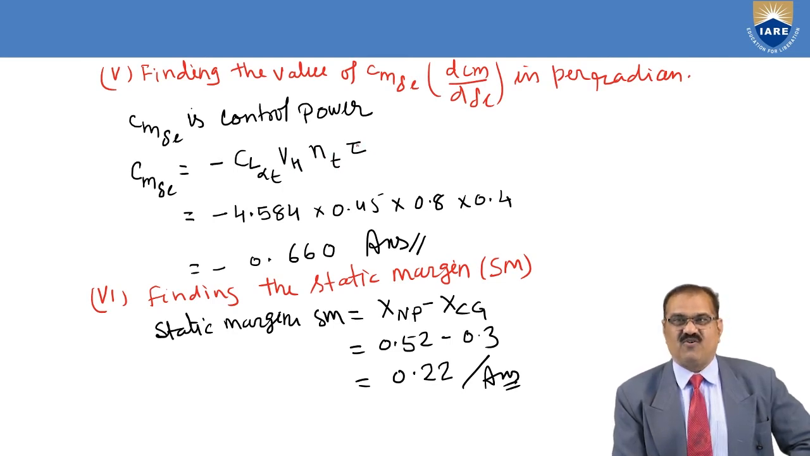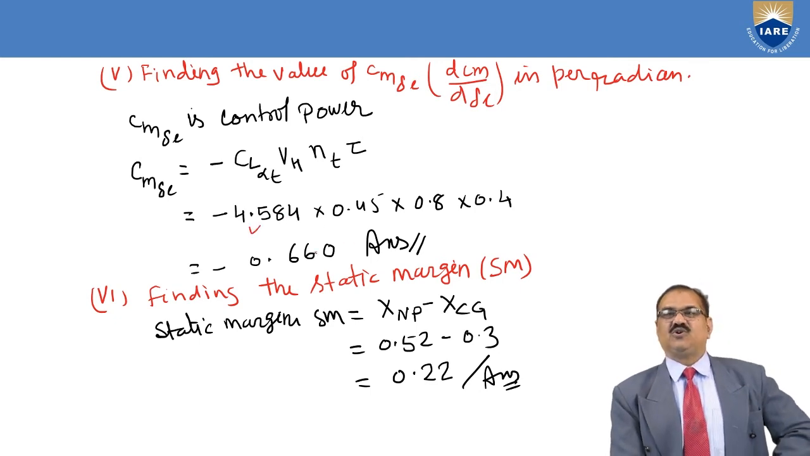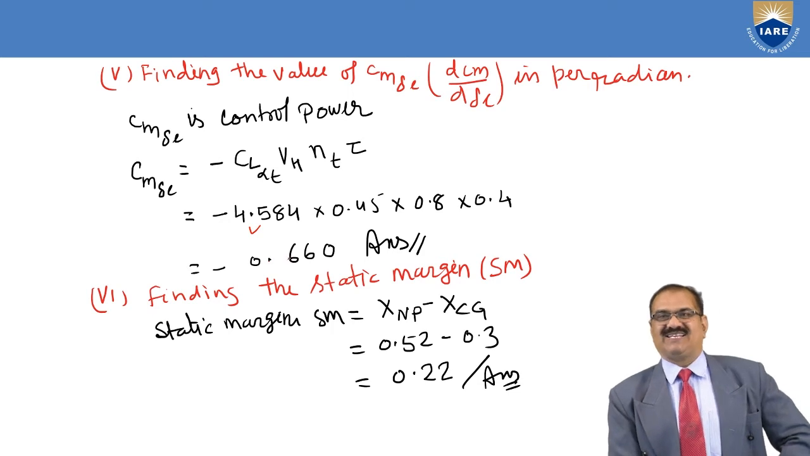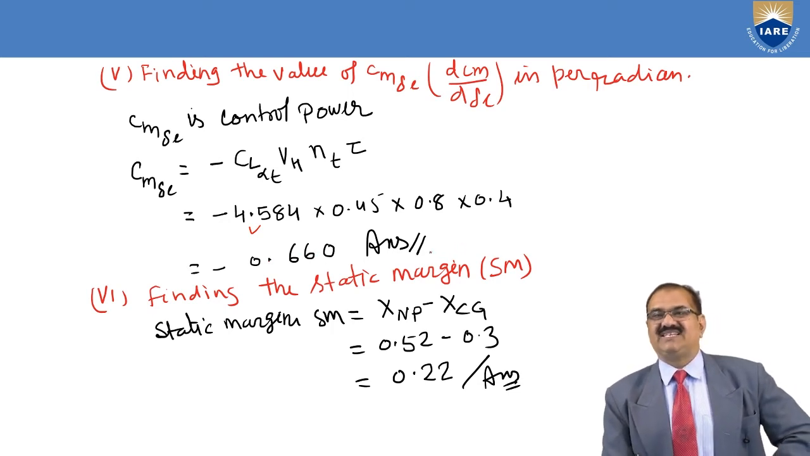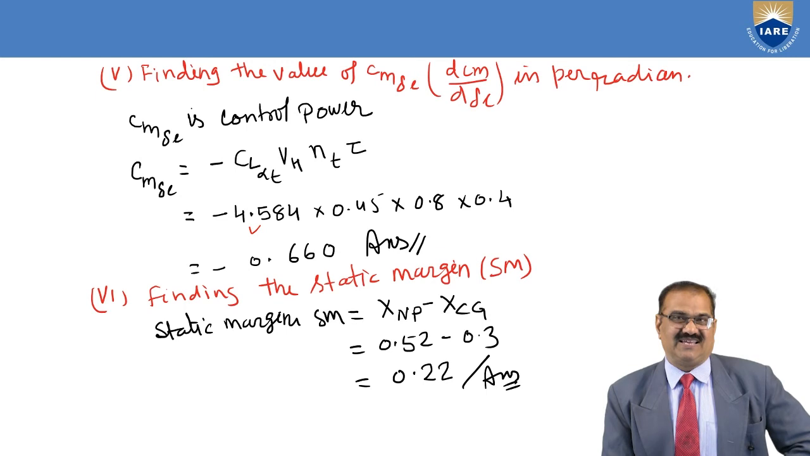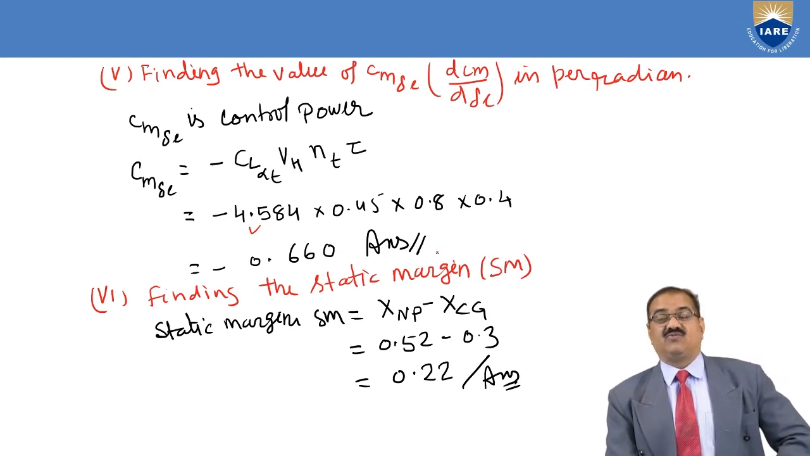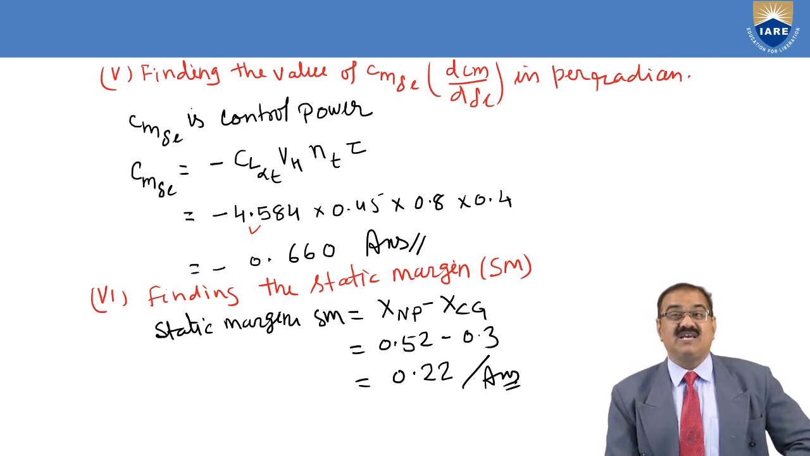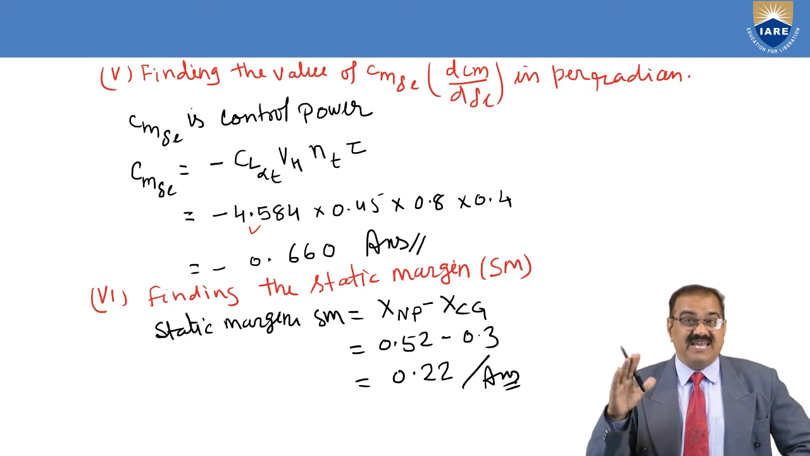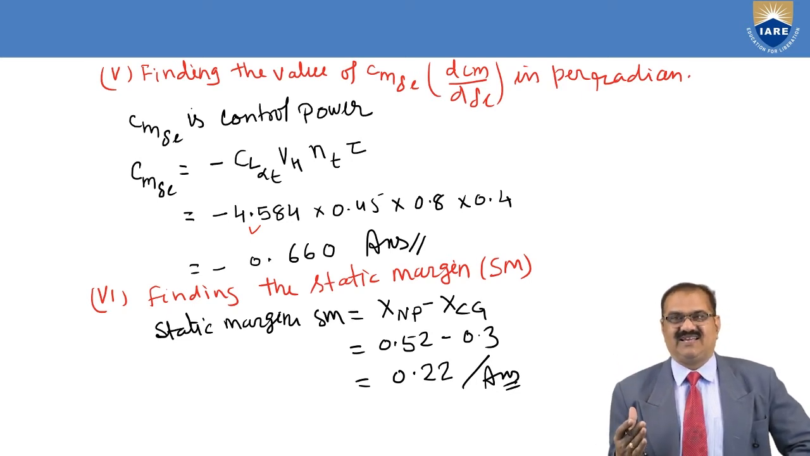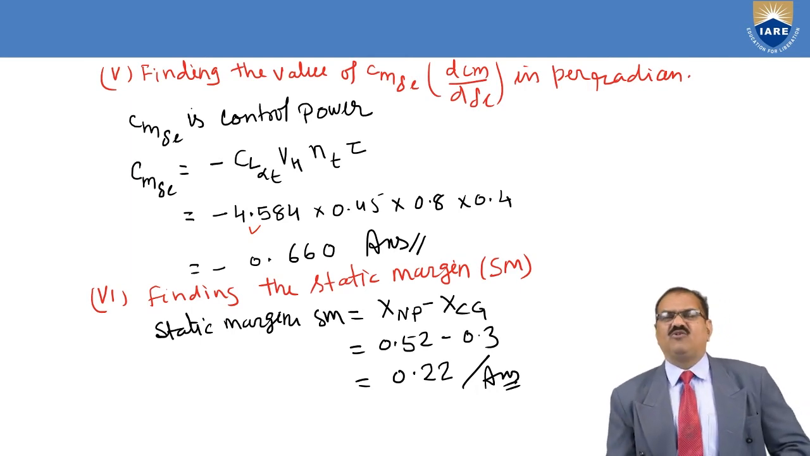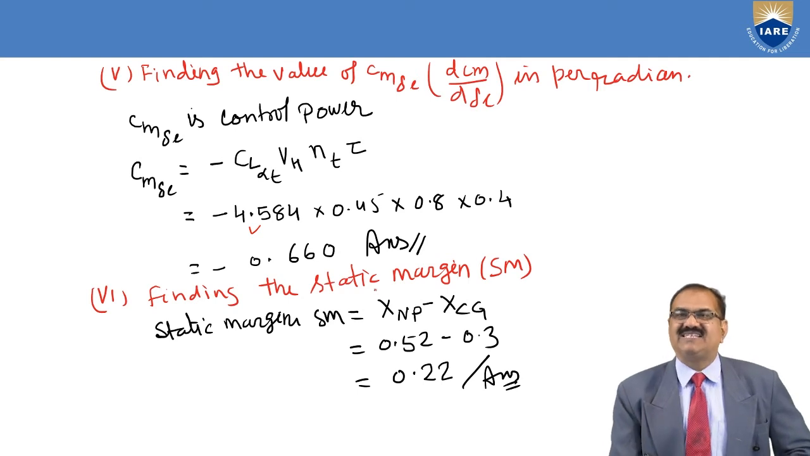Tau is given 0.4, eta T is given 0.8, Vh is 0.45, and minus CL alpha is given 4.584. So you will get here minus 0.660, and this is the Cm delta E. So this is negative. Control power means we have to apply negative delta E to make the aircraft stable. Next, we have to find the static margin.